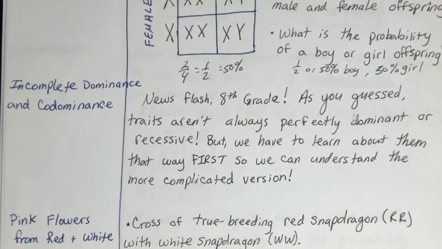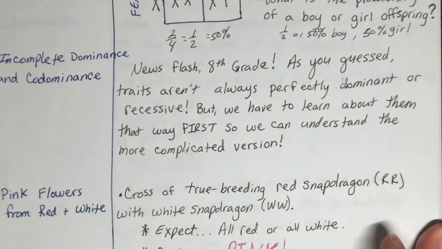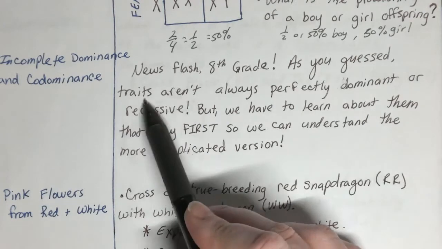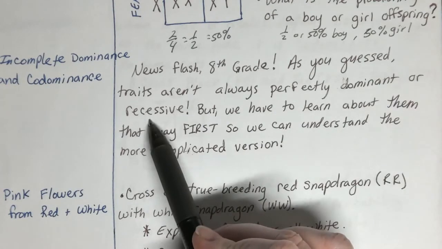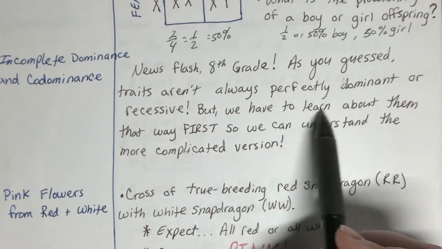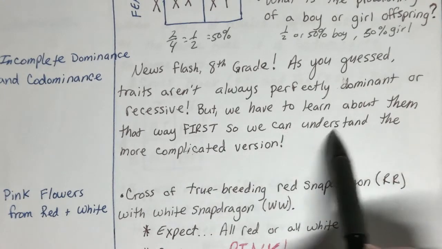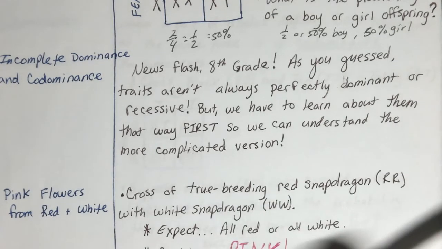Okay, so we're going to talk about incomplete dominance and codominance. So, newsflash 8th grade. As you guessed, traits aren't always perfectly dominant or recessive. But we have to learn about them that way first, so we can understand the more complicated version. We're about to get to the more complicated version.